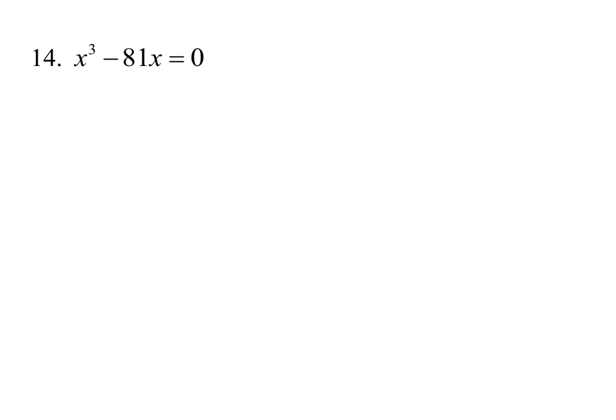On number 14, looks like we're dealing with a binomial. But we need to look and see if there's a GCF first. X cubed minus 81x. Notice I said x both times, so pull out your lowest power, which is x to the first. You would be left with x squared minus 81. For binomials, you have three formulas: difference of squares, difference of cubes, sum of cubes. This looks to be a difference, so it's not going to be sum of cubes. I see a squared symbol, so it's not going to be a difference of cubes. Probably going to be a difference of squares.